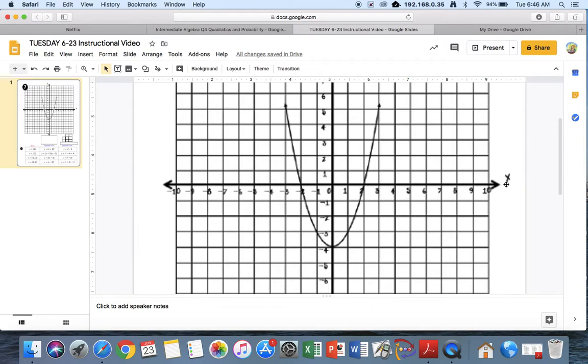I want to see where it's crossing the x-axis. Those are your x-intercepts. So you can see it crosses at -2 and it crosses at 2. So I'm going to use the scribble tool. If you're not sure where it is, go into where it says line, go down to scribble, click on it, and I'm going to make a circle here so you can see that it's at -2.